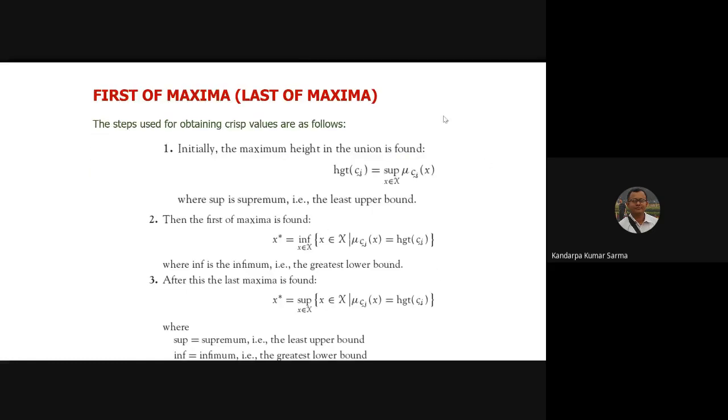Then there is one more method called the first of maxima. The steps are: the maximum height of the union is found. Then the first of the maxima is found. Then after this, the last maxima is found. That way, the last of the maxima shall give the defuzzified value.